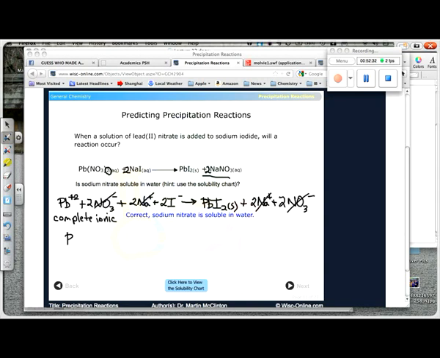So the 2 things that are forming the precipitate are the lead and the iodine, and of course they're aqueous over here. And I form the solid lead iodide. So here's my net ionic equation. Okay, this link is in the notes, so you can give it a try. I'm going to go back to the notes.